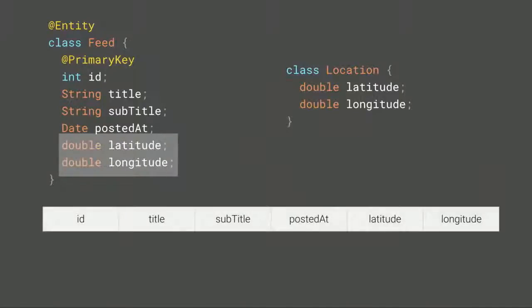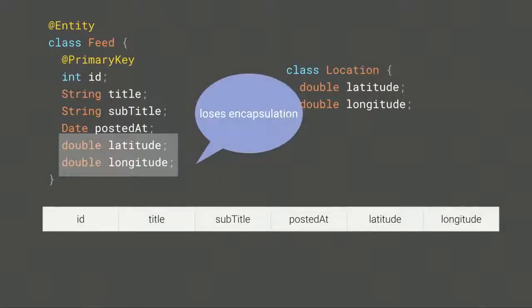Another option is to flatten everything. Instead of having the location data field in your data entity, you flatten all the fields from the location class into the main feed class. Then Room creates these two latitude, longitude columns, which works, but first of all, you lose the encapsulation. Now somebody looking at the definition of your feed data class in your project can't tell that these two fields represent one single entity.